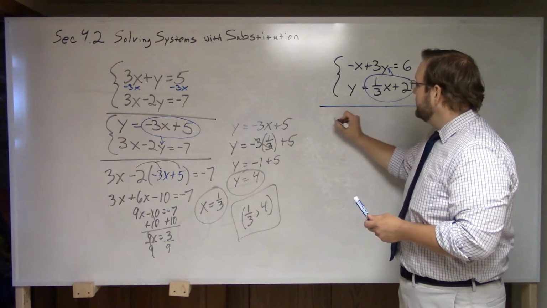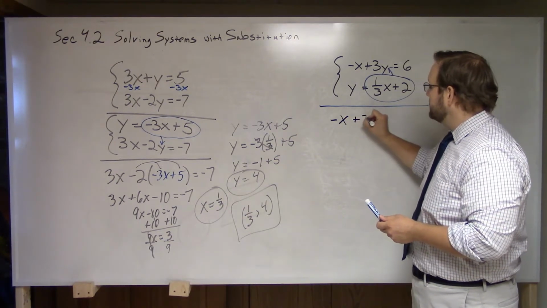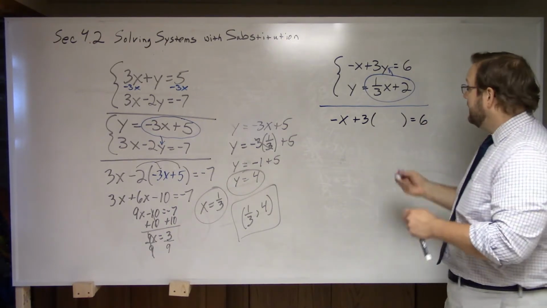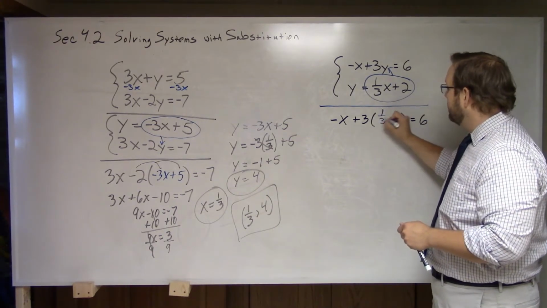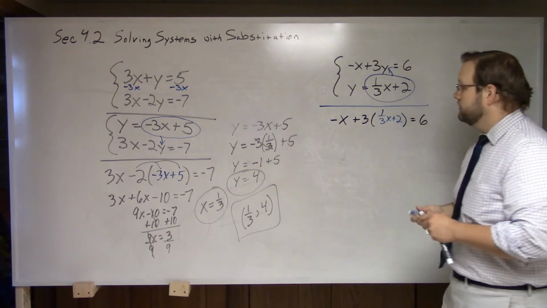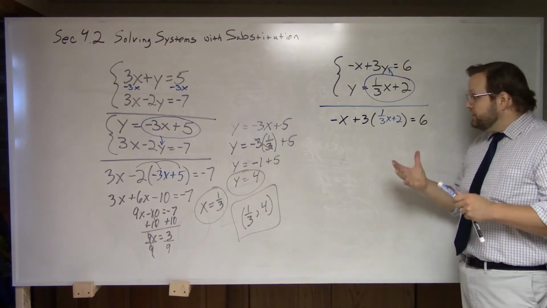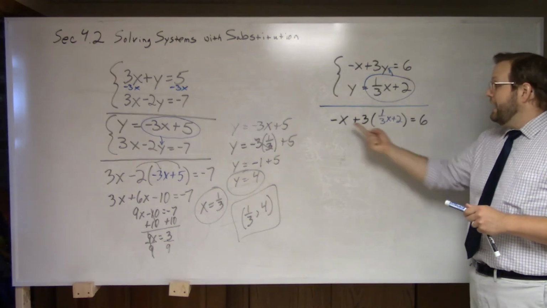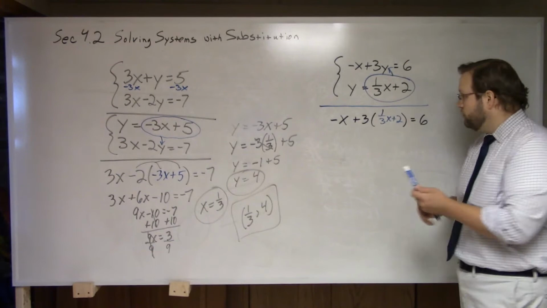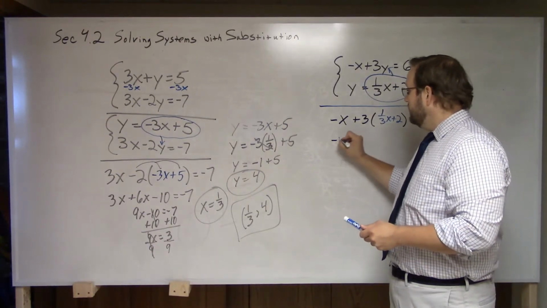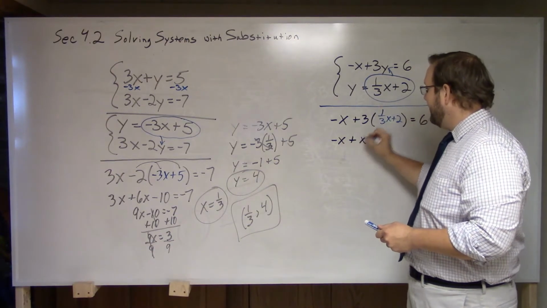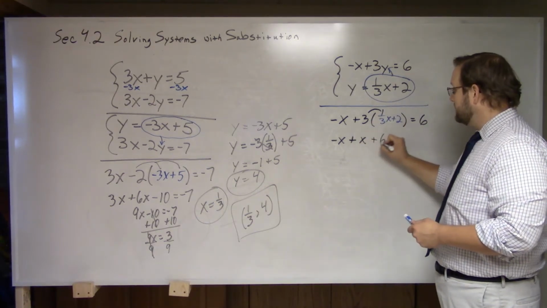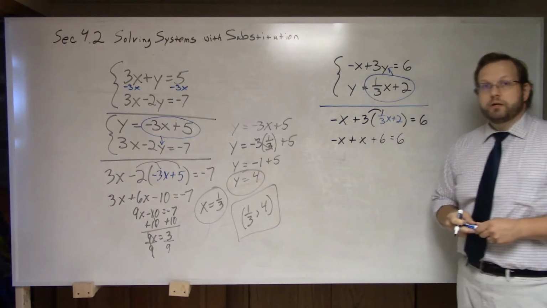So what we get is the original equation, negative x plus 3y equals 6. And then I plug in the 1/3 x plus 2. As you can see, I used both of the equations to build that new one, and also I have a single variable there to look at. So what I get is a distribution, negative x plus x, because 3 times 1/3 is just 1. 3 times 2 is 6, and we're here.